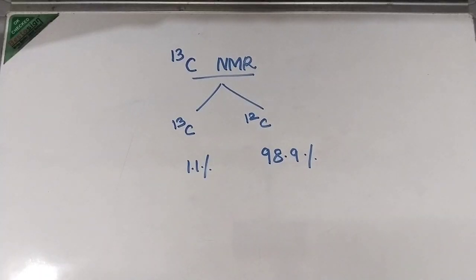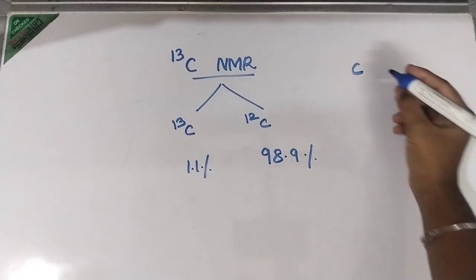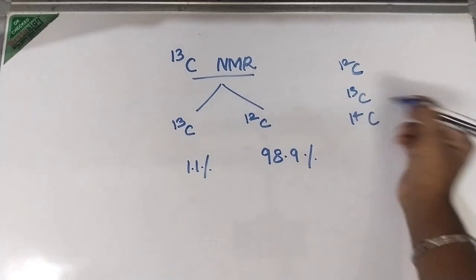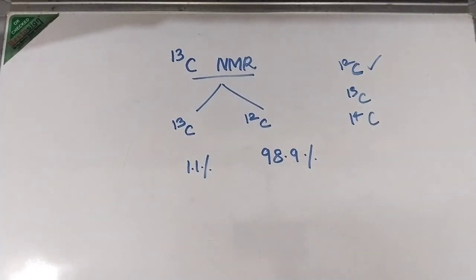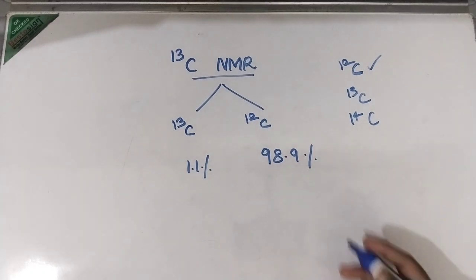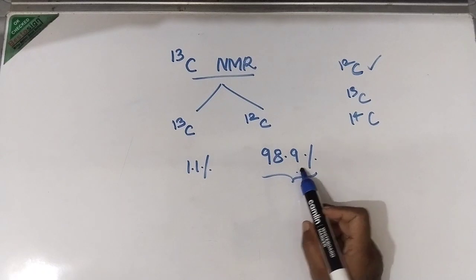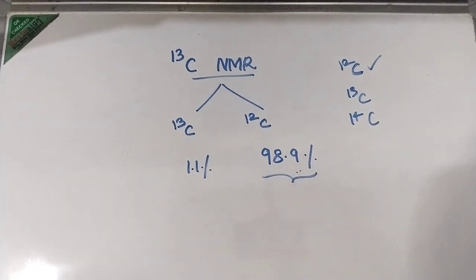Hello all. Today in this video we are going to see about carbon NMR, C-13 NMR spectroscopy. So first of all, what are the types of isotopes of carbon available? C12, C13, C14, right? Among these, carbon 12 is present in abundance. Natural abundance is very high, around 98.9%. 98.9% of the carbon isotope will be the C12 isotope.